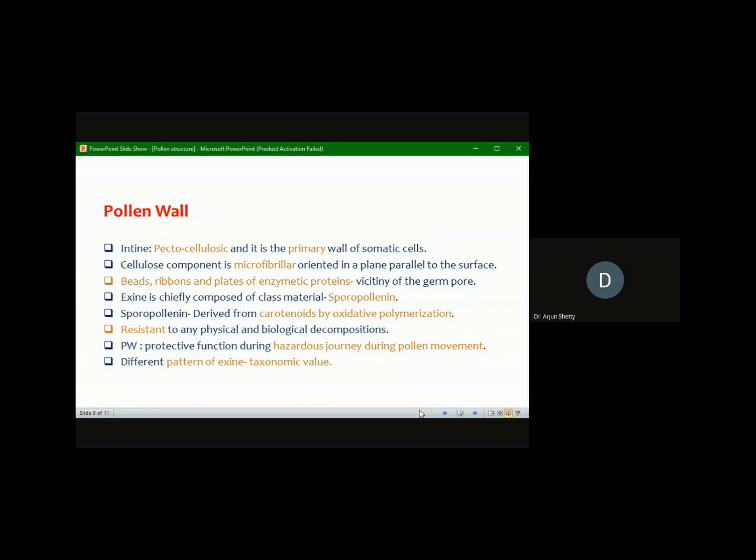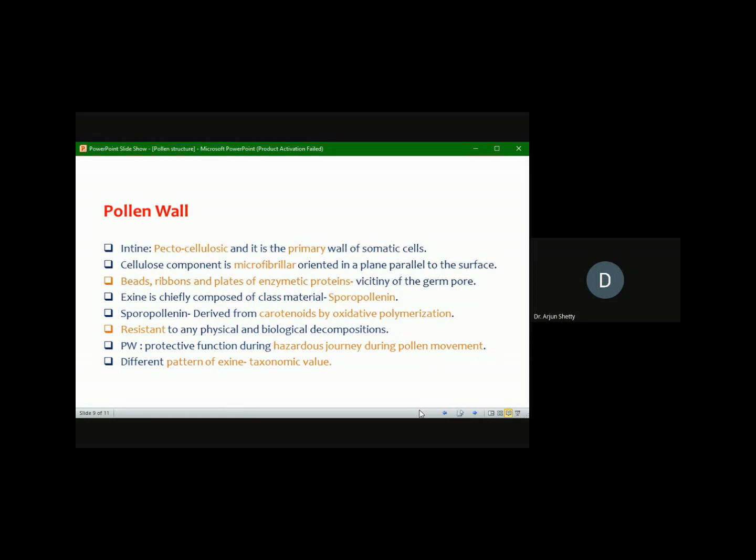This point is not directly related to this particular slide, but when I was searching for the pollen wall, I came across this statement. Fine, you can include it in your notes. It has been said that sporopollenin, in most plants, is derived from the oxidative polymerization of the carotenoids. Fine.